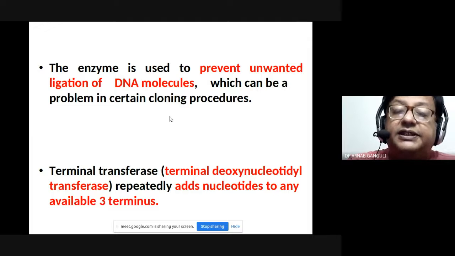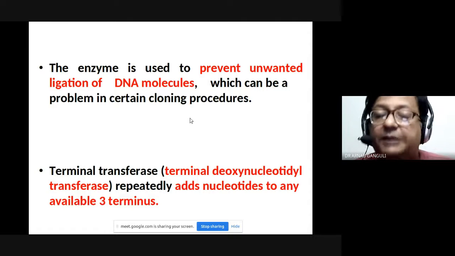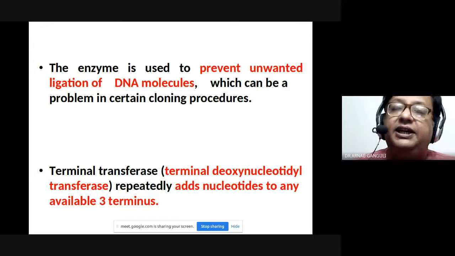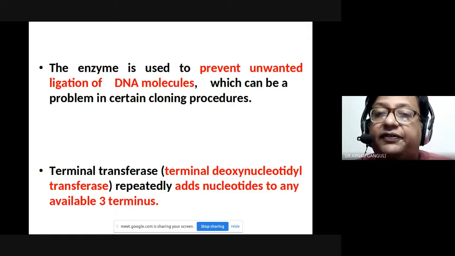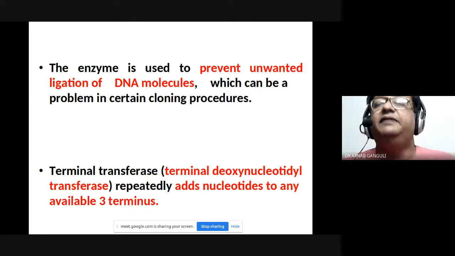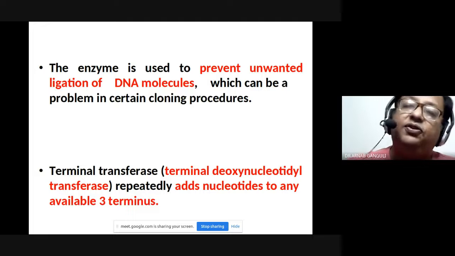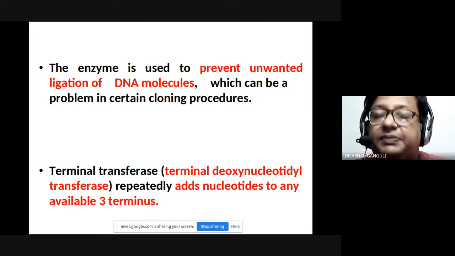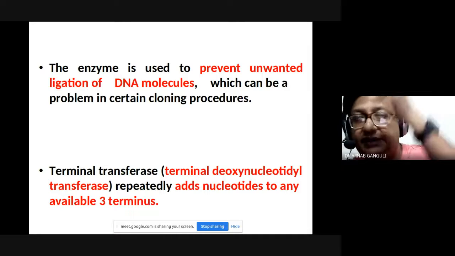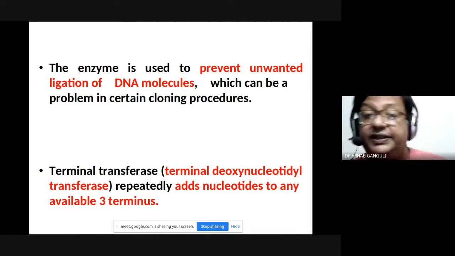So this is important. Some problems happen if there is this phosphate. Suppose you have digested with a restriction enzyme, and you want to put an insert inside your vector. The problem will come the moment you add DNA ligase: the vector will self-religate before the insert can enter. So this is prevented by removing the 5' phosphate.